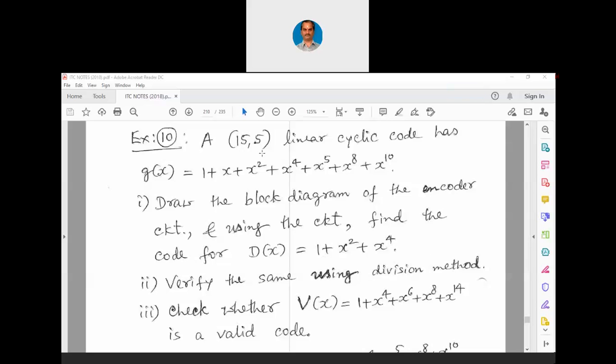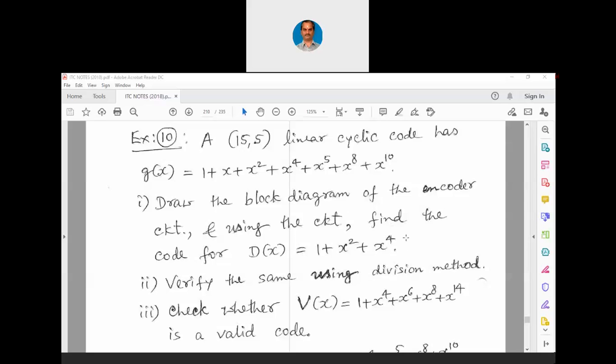So this is a (15,5) code, where n is 15, k is 5, means n minus k is 10, means the check bits are now 10, information bits are only 5. So using this generator polynomial, it is asked to draw the block diagram of the encoder circuit and the transmitter, and using the circuit to find the code for d(x) equals 1 plus x square plus x power 4.